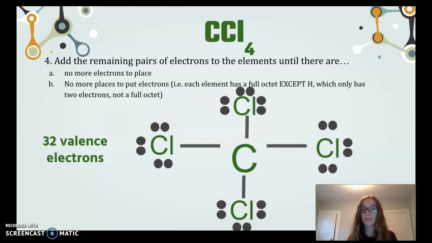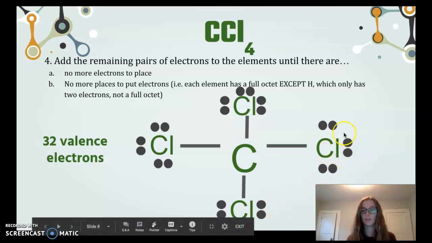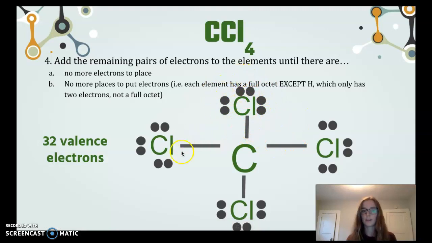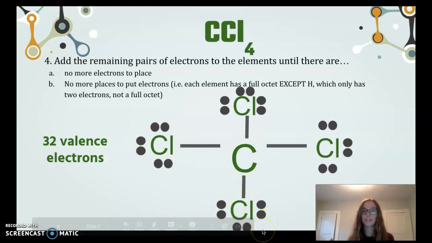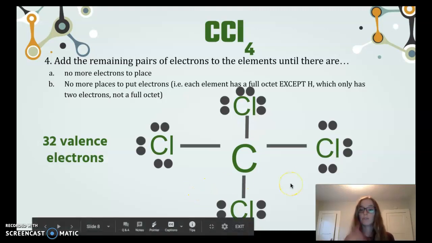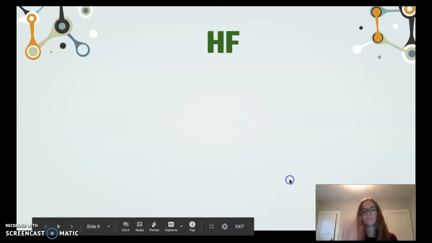Next, I have to make sure that I've placed my 32 total valence electrons. And I can count these and see I have 2, 4, 6, 8, 10, 12, 14, 16, 18, 20, 22, 24, 26, 28. That one's hiding but 30, 32 total valence electrons. So we're good to go. And that's all the steps you need to take because I've placed all 32 electrons and all of my atoms are following the octet. So that one's good. Make sure you followed these steps and have this example in your notes.